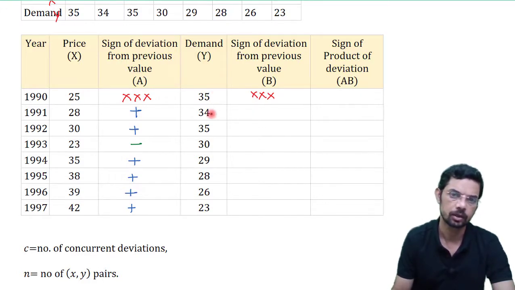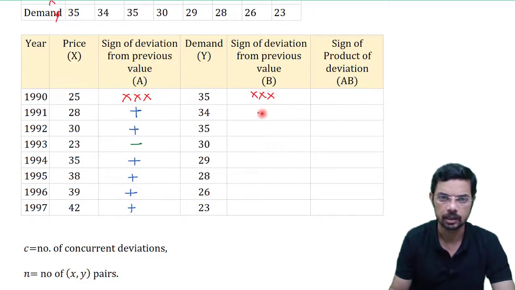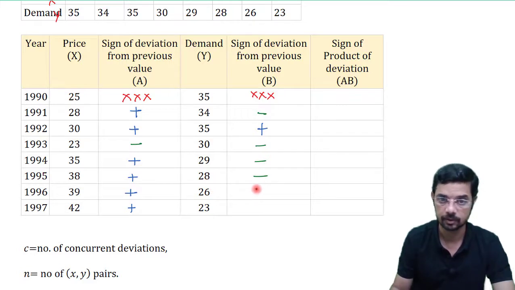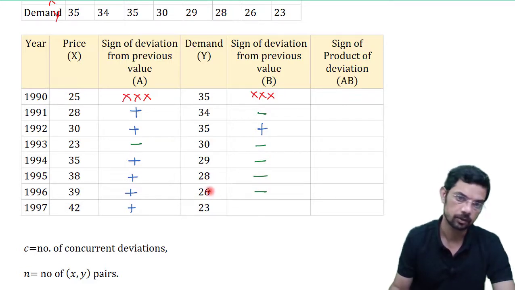So 35 to 34 is a decrease. Now 34 to 35 is an increase. 35 to 30 is a decrease. 30 to 29 is a decrease. 29 to 28 is also a decrease. 28 to 26 is again a decrease. 26 to this one is also a decrease.